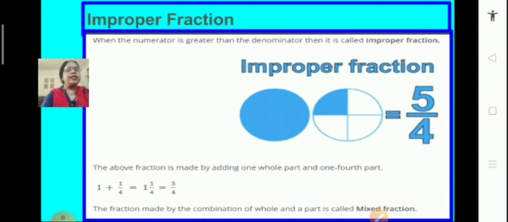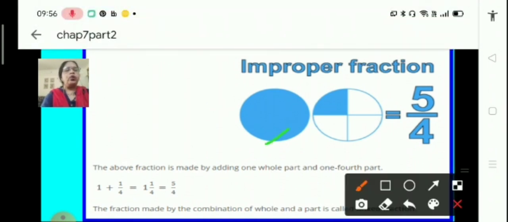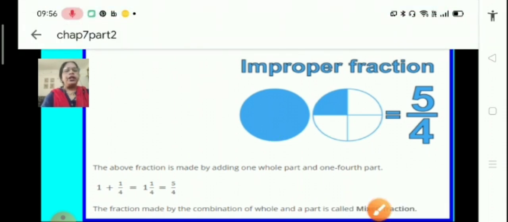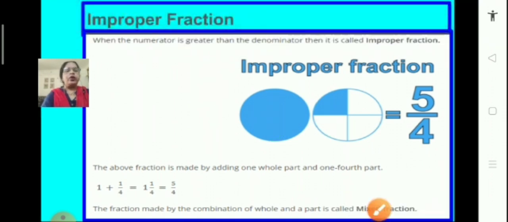We have one more example here, 1 whole and 1 upon 4. So, it becomes 5 upon 4. Here we have shown it is made by adding 1 whole and 1/4 part. So, it is 1 and 1 upon 4 or 5 upon 4. So, the fraction made by combination of a whole and a part is called a mixed fraction. The improper fraction and mixed fraction can be converted into each other.